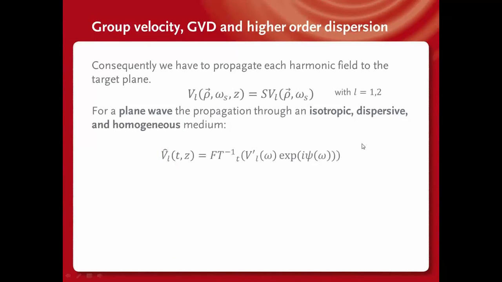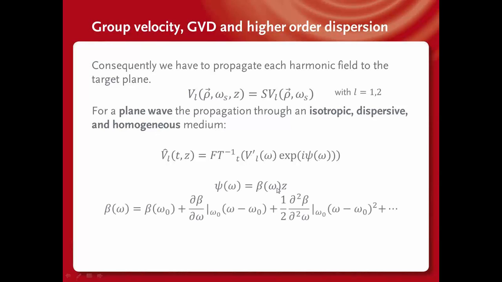And if you now look, for example, in standard textbooks, then you will find, for example, for the propagation of a plane wave through isotropic, dispersive, and homogeneous media, the following formula. So plane wave means that we don't have the dependency on space, and we just have to multiply a phase term, which is just the wave number times z. And you can also now do a Taylor expansion of this beta, and if you do so, then you end up with the classical quantities like group velocity and group velocity dispersion, and also higher orders.